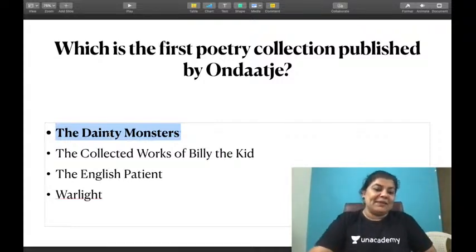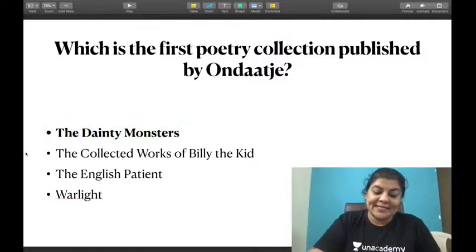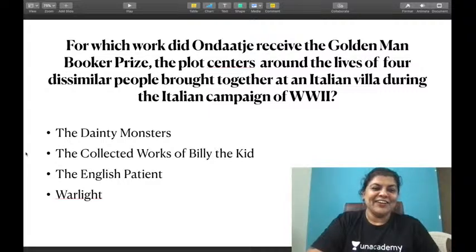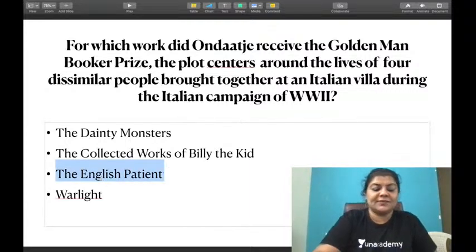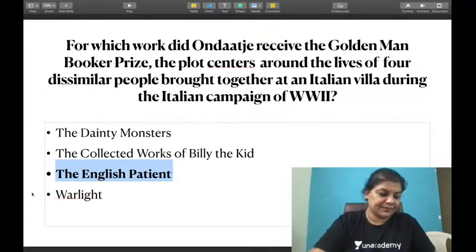The Dainty Monsters. We are going to bring out an encyclopedia this year. For which work did Ondaatje receive the Golden Man Booker Prize? The plot centers around the lives of 4 dissimilar people brought together in an Italian villa. Of course, The English Patient.